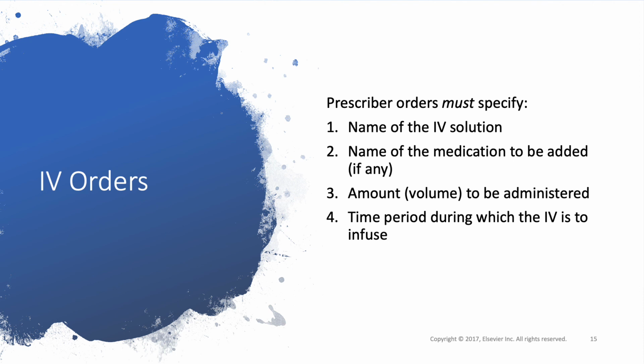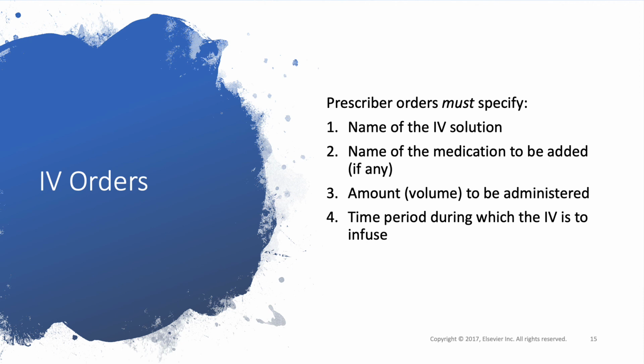Another safety thing that we should do is check the provider order. The provider's order should contain the name of the IV solution to be given, the name of the medication if any is added. If the patient has a fluid and electrolyte imbalance, they might need some extra potassium, so they would write that. That would be in the order as well. And then the volume to be administered and the time period during which the IV is to infuse.